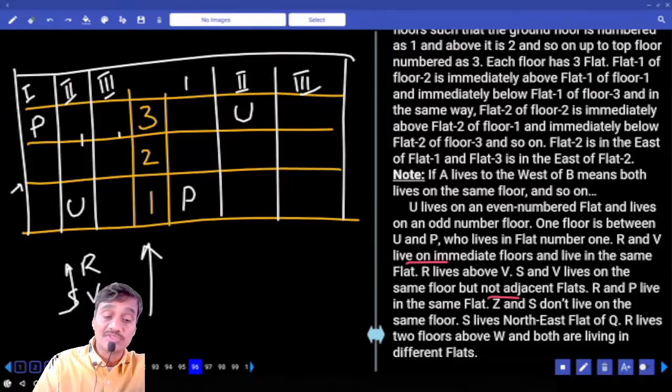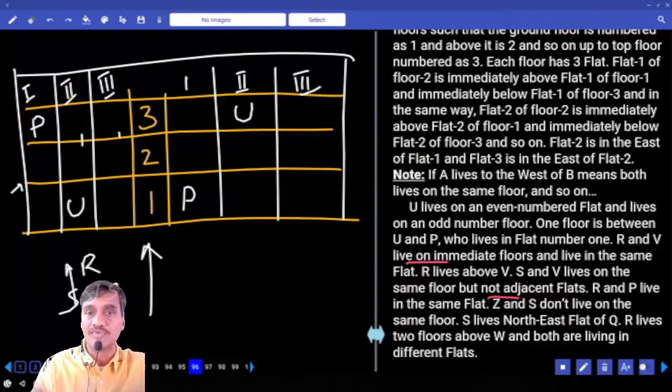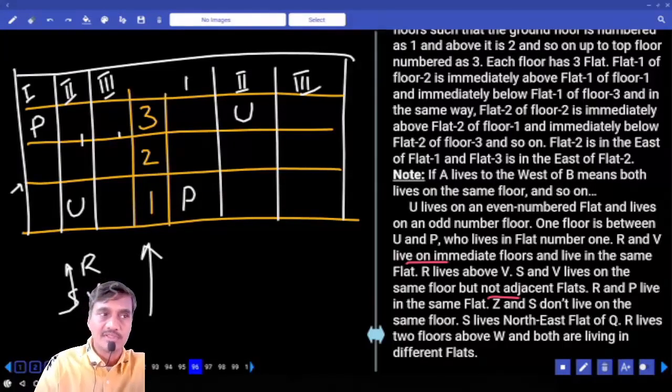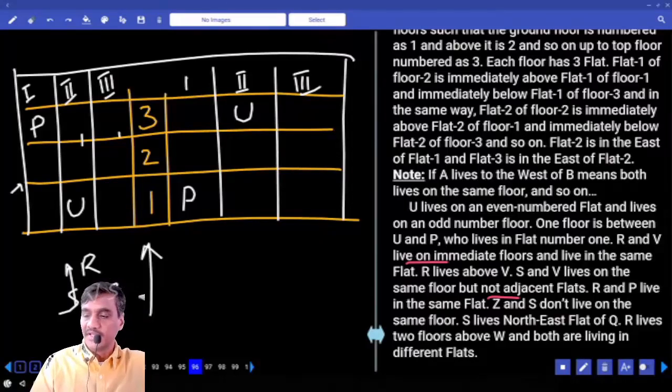S and V live on the same floor but not in adjacent flats, which implies that V must be either on the first flat or on the third flat. Suppose V is in the second flat, then S must be adjacent to that one, which is not possible, right? And S must be in the first flat or the second flat. Third one, S and V live on the third one.